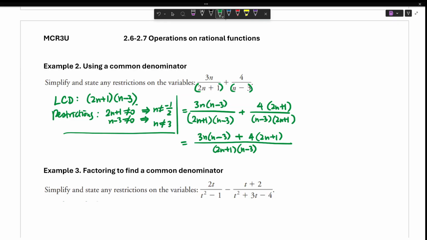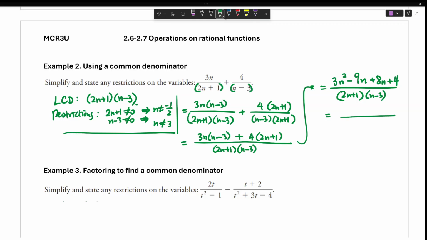At this point, it's nice to simplify the top. So let's do that. We're going to expand 3n times n minus 3 to get 3n squared minus 9n. We're going to expand 4 times 2n plus 1 to get 8n plus 4. And then if we collect some like terms, we should get 3n squared minus n plus 4.